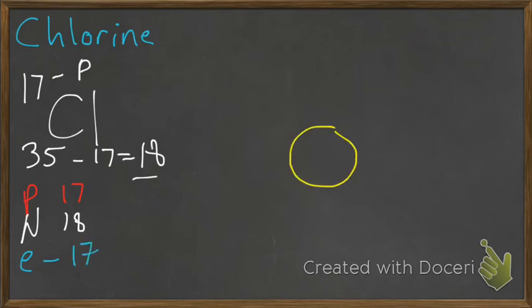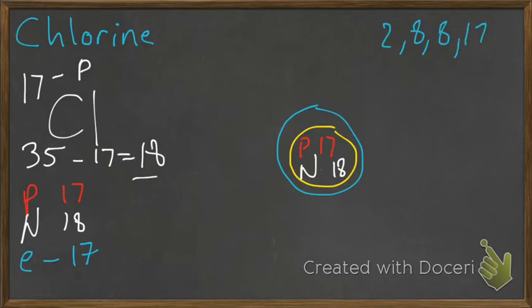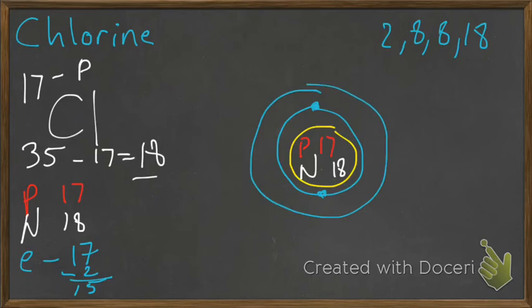In the middle, we have our nucleus. Protons were 17. Neutrons were 18. First shell, remember the shells. Go 2, 8, 8, 18. First shell can hold 2 electrons. So we've used 2, we have 15 left. Second shell in total can hold 8, so we're going to draw all 8. 1, 2, 3, 4, 5, 6, 7, 8.